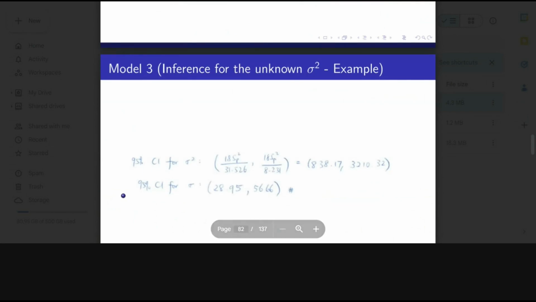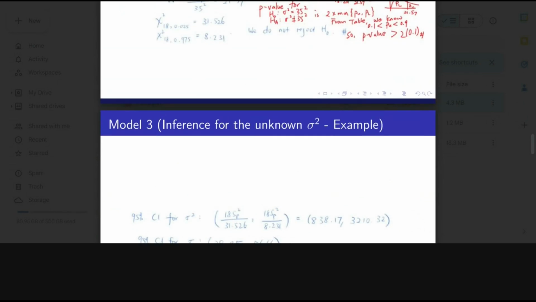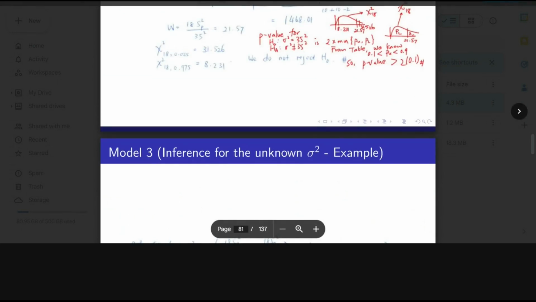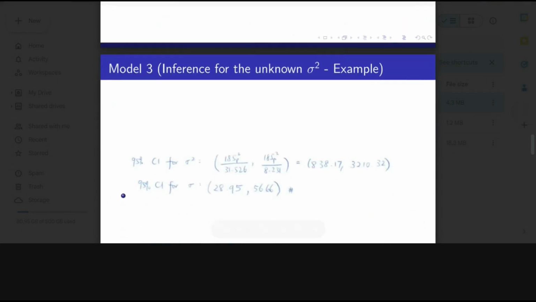Confidence interval, same old thing. You take 18 Sp squared and you divide by, now this is actually easier, you divide by this 31.526 and 8.231. Why? Because these are the lower 2.5% and lower 97.5% points.